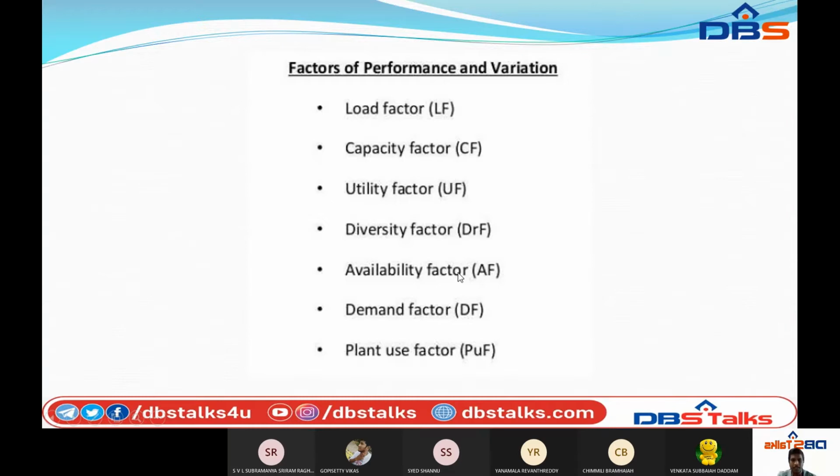Next, availability and plant use factor. Use factor is nothing but utilization. Another name for plant use factor is utilization factor. It is the maximum generated demand divided by the rated generated demand. These are the factors of performance and variation. These affect the economics of a power plant.